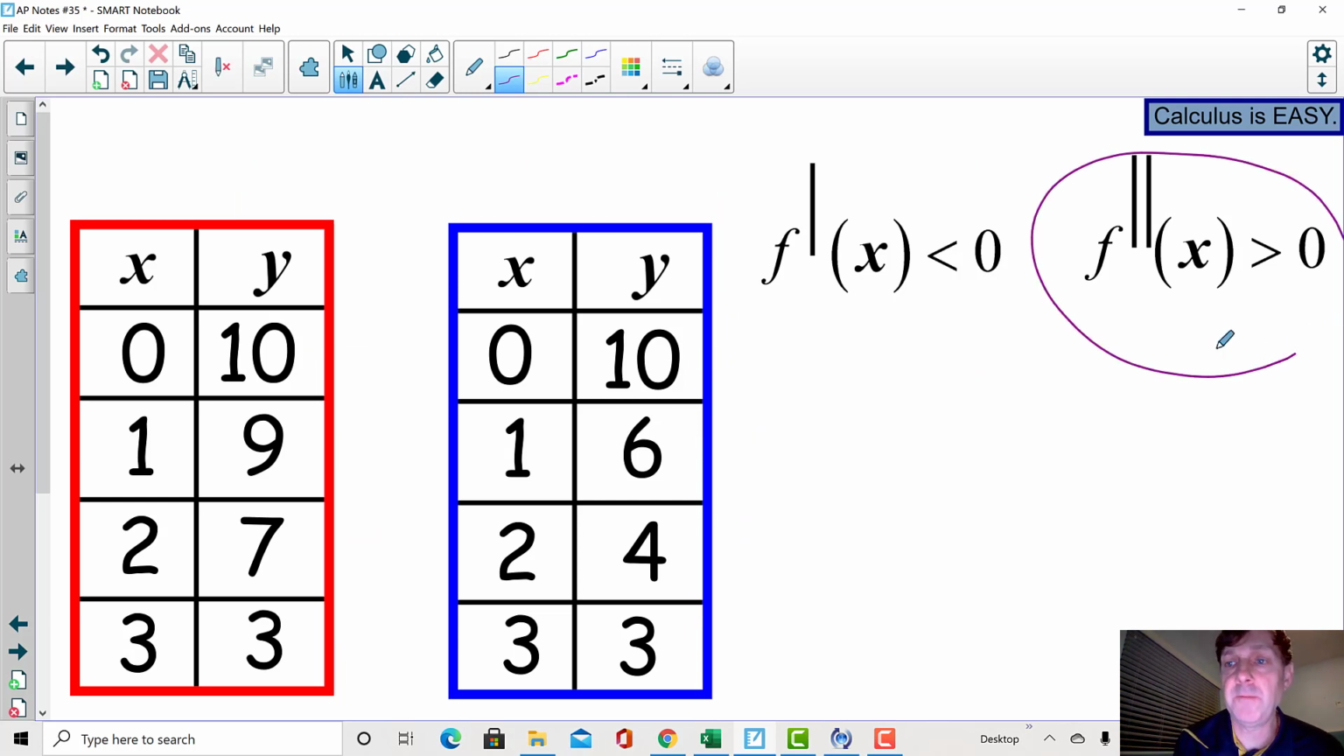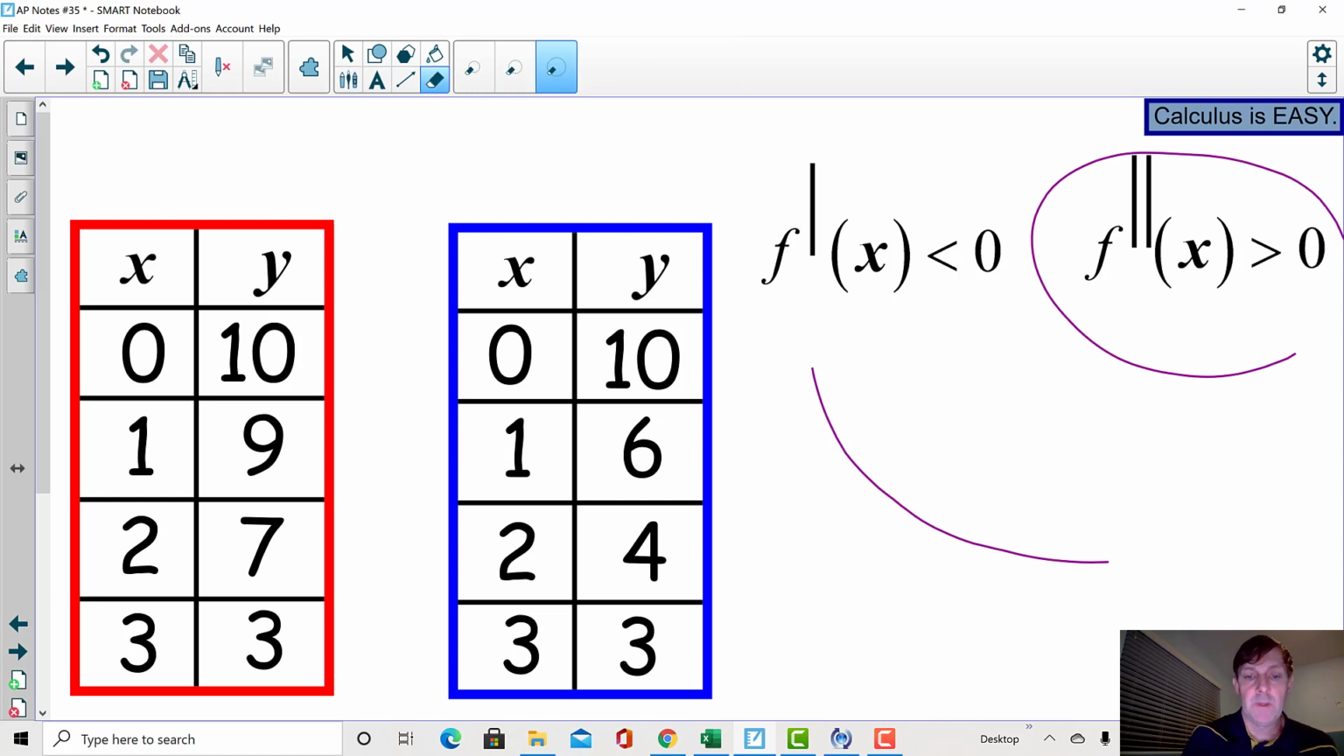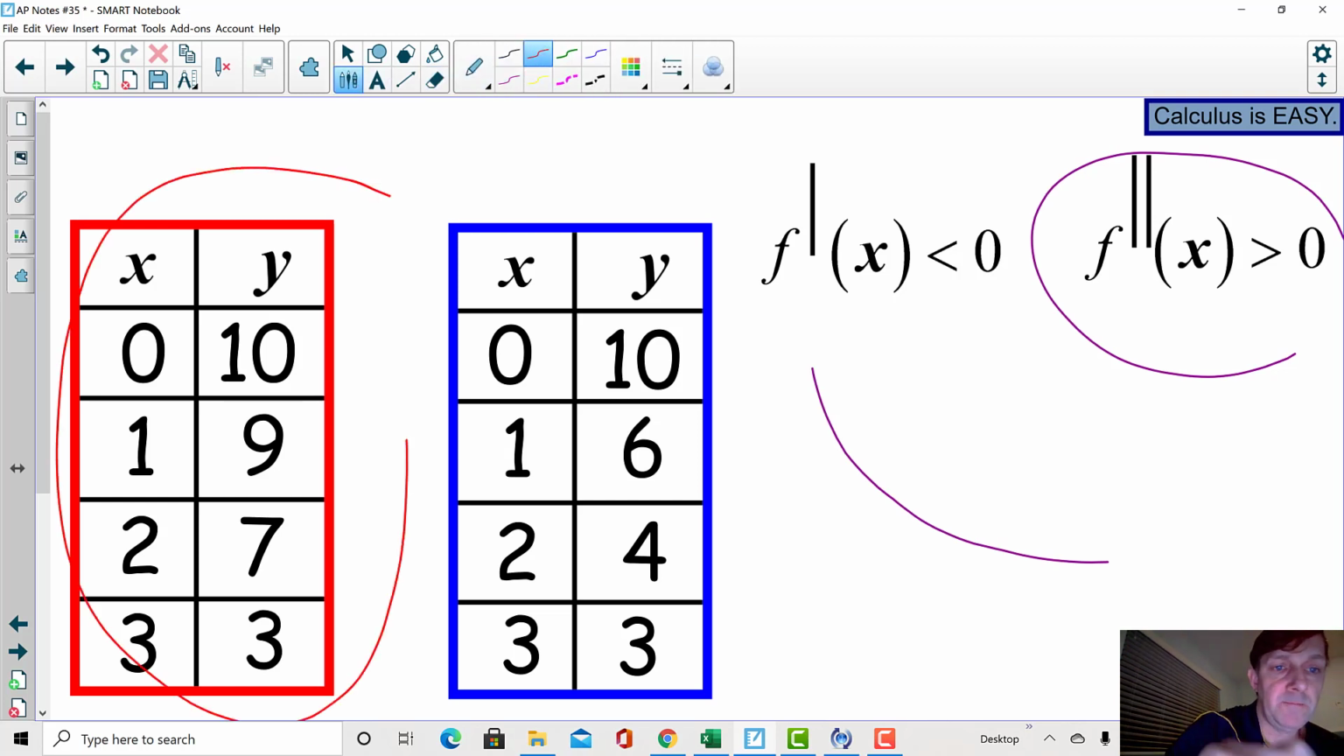Now we've got to look for this. This one's a little bit harder. We need the second derivative to be greater than 0. So that means concave up. So we need something that's decreasing and concave up. We're looking for this kind of picture here. Decreasing and concave up. Okay, let's go take a look at a couple of examples. The first example is going to be the red one. Let's go look at this red one here.